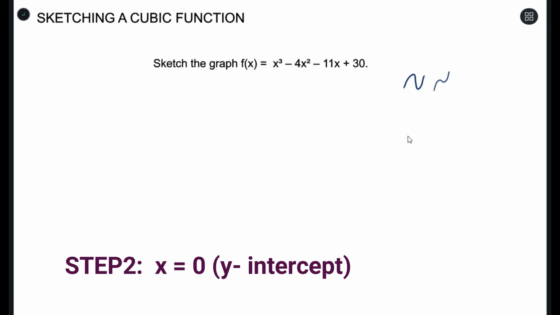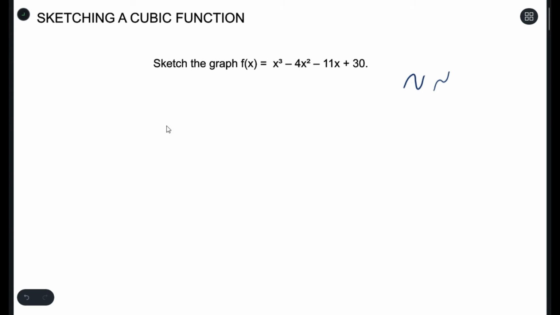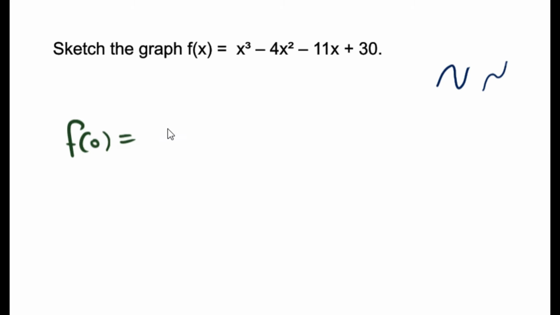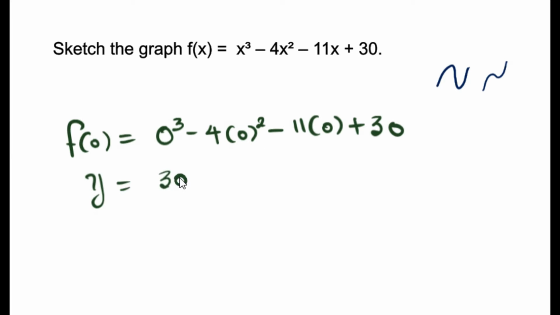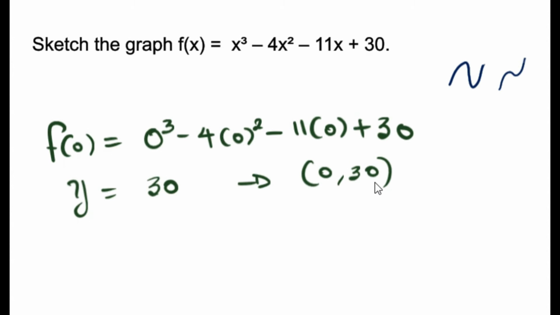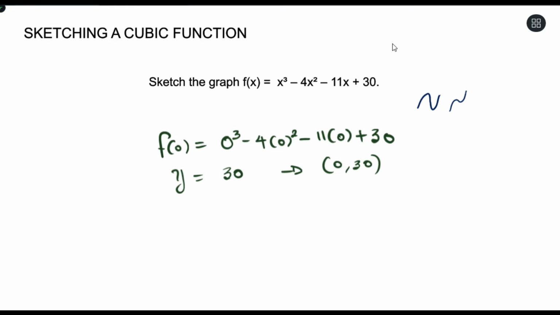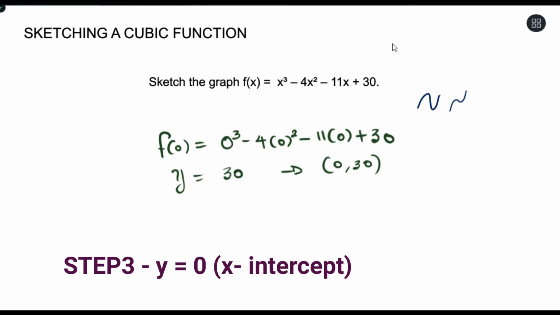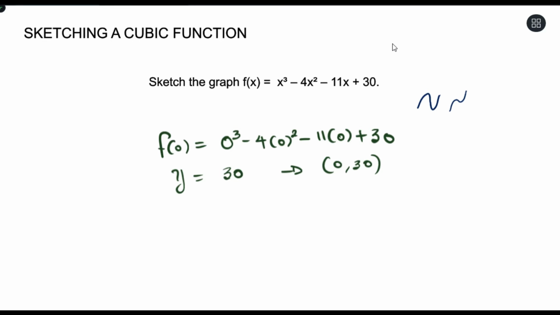Now, step two is to find your y-intercept. The y-intercept is calculated by substituting x as 0. So with this calculation, we have our first coordinate, which is (0, 30). Now, step 3 is to determine the x-intercept. We do that by substituting y equals 0.